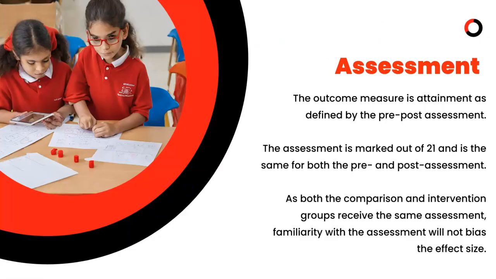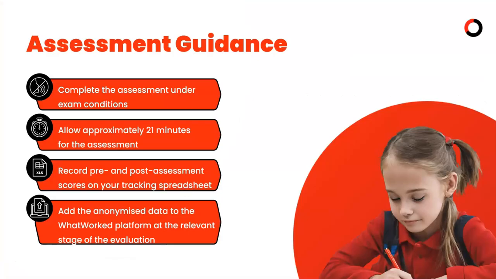The assessment. The outcome is measured in attainment as defined by the pre and post test. It's marked out of 21, and it's the same for both the pre and the post. And as both the comparison and intervention groups receive the same assessment, familiarity with this should not bias the effect size. If you can, complete the assessment under exam conditions, and allow approximately 21 minutes for the assessment, a minute per mark, and make sure you record your pre and post test scores on your tracking spreadsheet and then onto the platform.